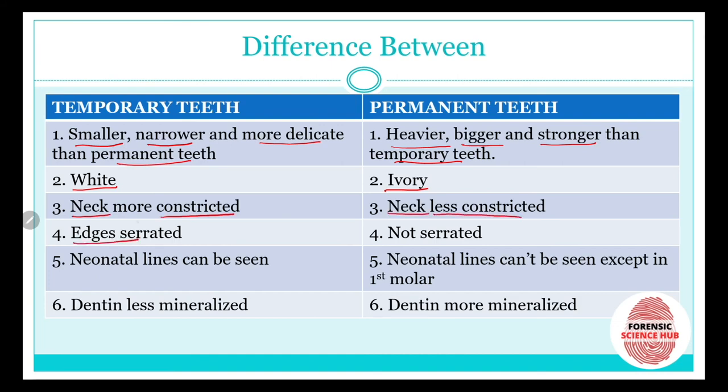Tooth edges are serrated in temporary teeth. They are not serrated in permanent teeth. Neonatal lines can be seen in temporary teeth. Neonatal lines cannot be seen in permanent teeth except in the case of the first molar. The dentine is less mineralized in temporary teeth, and it is more mineralized in permanent teeth. So these are a few of the differences between temporary and permanent teeth.